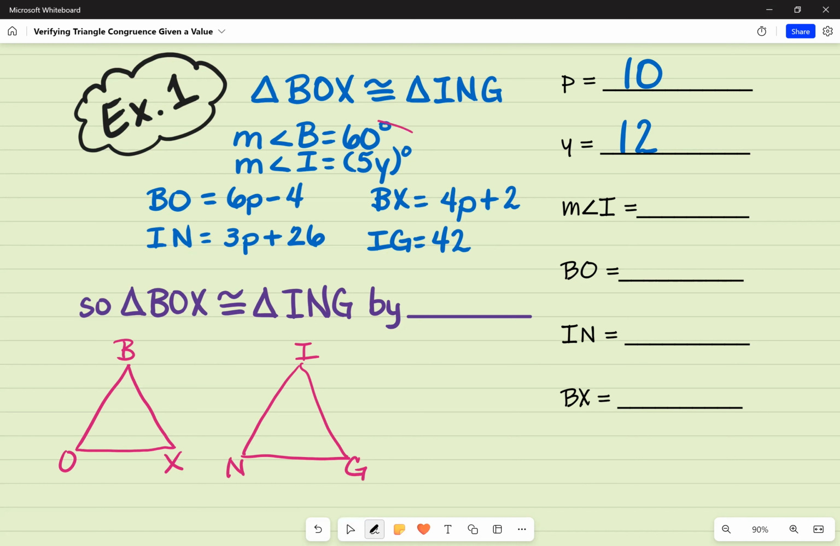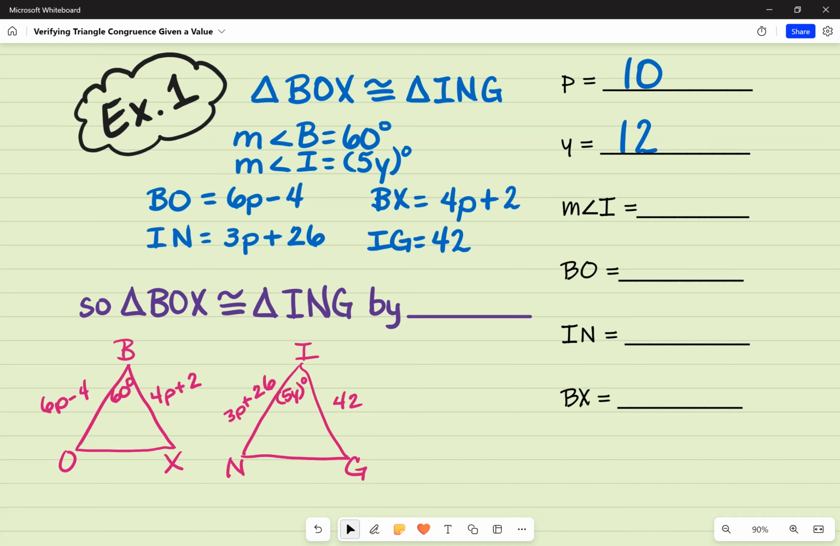Now I want to look at the information that is given, and then label it on my triangles. For the measure of angle B, I'm told that it's 60 degrees. For the measure of angle I, it's the expression 5y degrees. Segment BO is 6p minus 4. Segment BX is 4p plus 2. Segment IN is 3p plus 26. And finally, segment IG is 42.